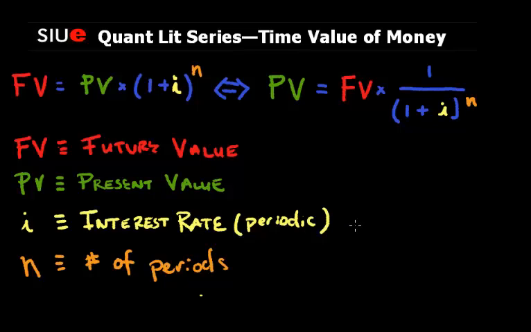Doesn't matter if it's 100 years or 1 year. As long as the interest rate stays the same throughout the period and all the interest earned is reinvested, these formulas will work for any single lump sum present value or future value.